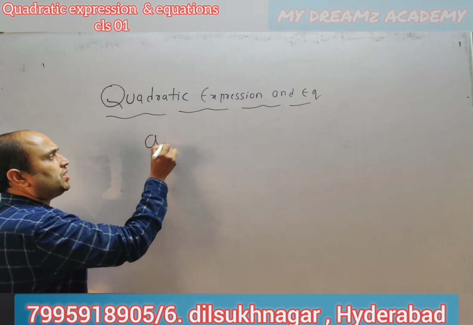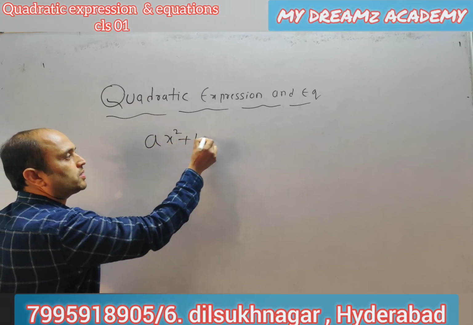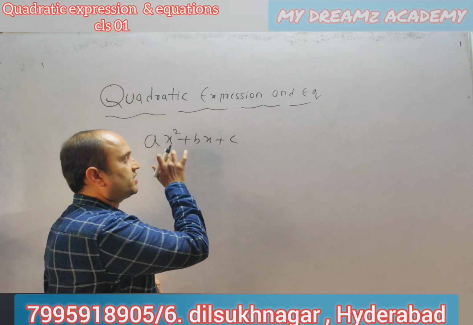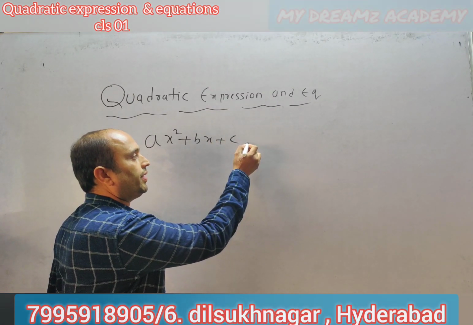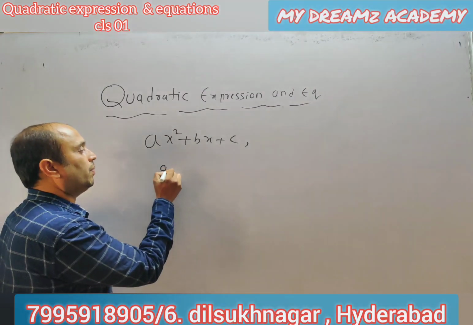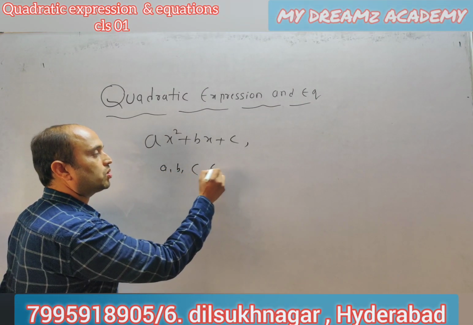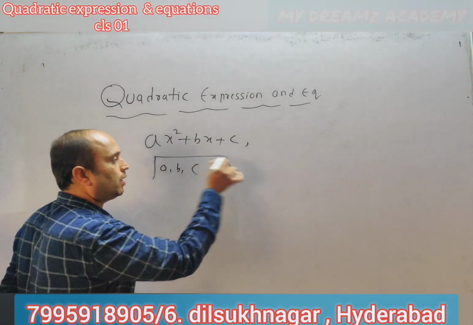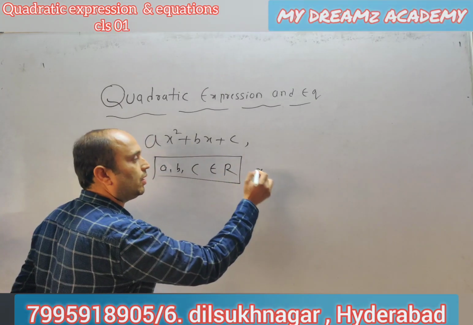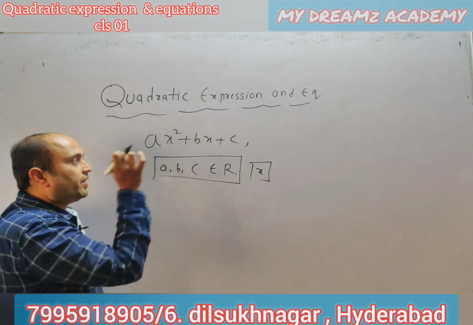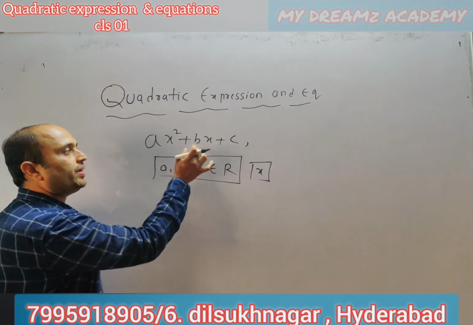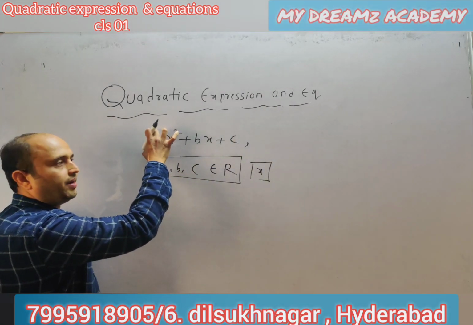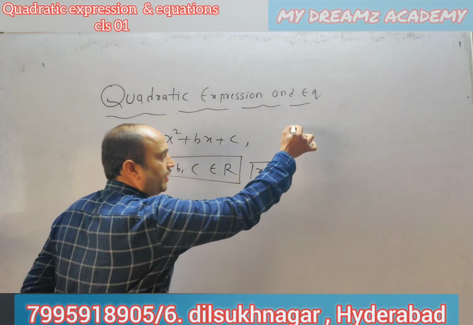So an expression which is in the form of ax square plus bx plus c is called a quadratic expression, where a, b, c belong to real or complex numbers, and x is an unknown value. These a, b, c are the known values and x is the unknown value. Here a is the coefficient of x square, b is the coefficient of x, and c is the constant term. Here a is the leading coefficient. So this is a quadratic expression.